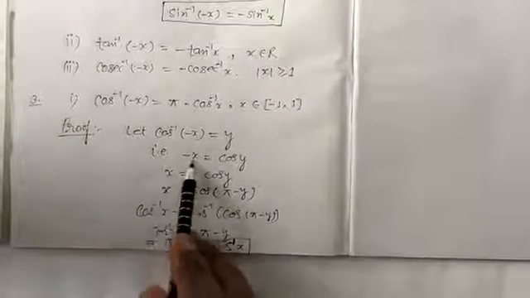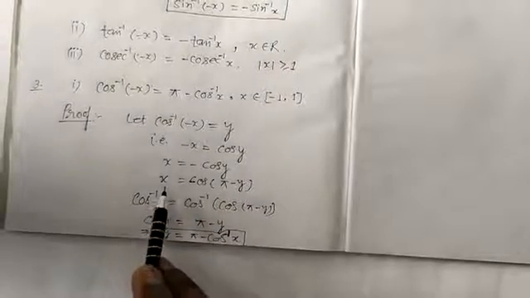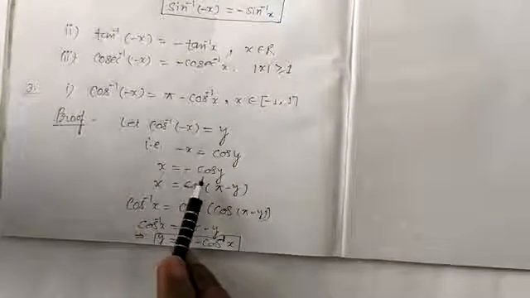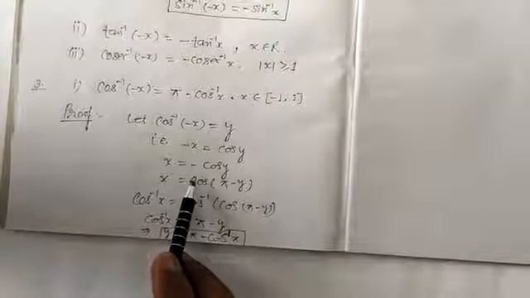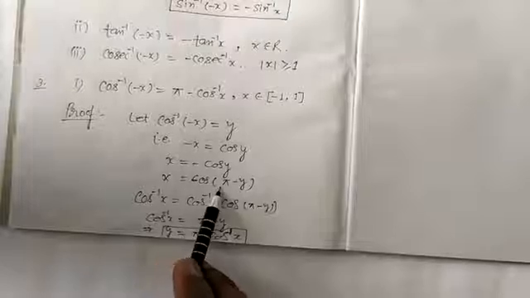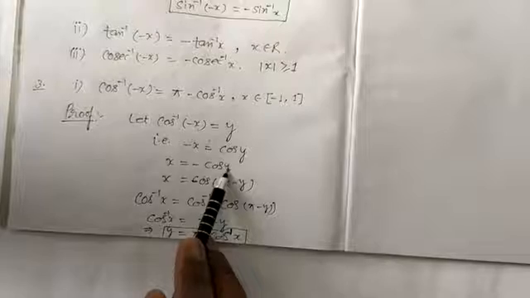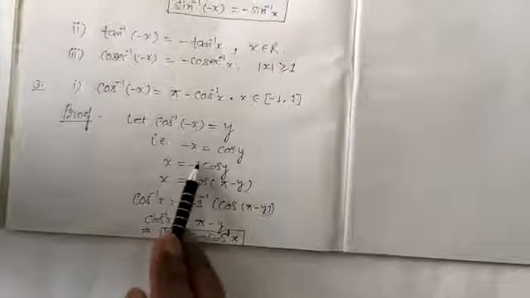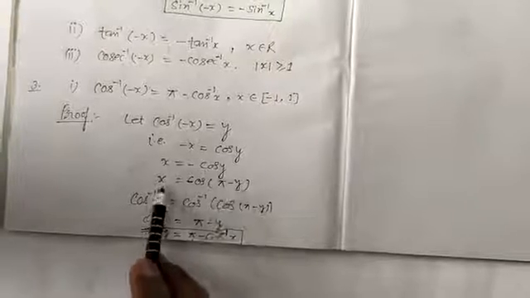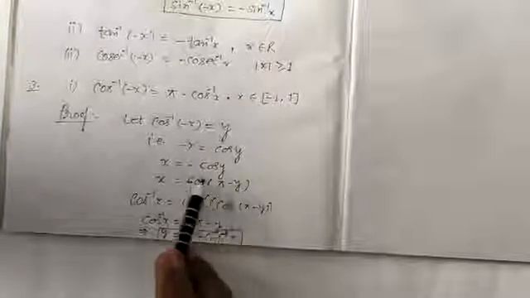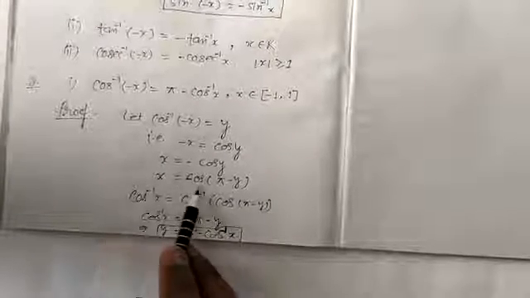So you can also write x is equal to minus cos y, if you transfer this minus to the right side. And we know that cos pi minus theta is equal to minus cos theta. Here it is given as minus cos y. In place of minus cos y, we can write cos pi minus y. So x is equal to cos pi minus y. From this step, now take cos inverse on both sides.